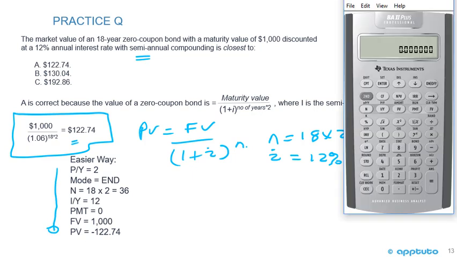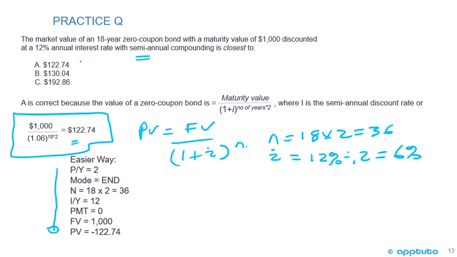But I wrote here the easier way. I always like to use the time value of money functionality on the calculator. I just find it a lot easier. So again, I just need to make sure that I'm in the 2 periods per year. And I'm in the end mode, not in the beginning mode, having done an annuity question just before. So again, I can do 18, second N, gives me my 36 right away. Interest rate, I don't need to adjust, 12%. And there's no payment, and it's 1,000 on the future value, and I'm going to compute my present value, and 122.74, so the correct answer is A.